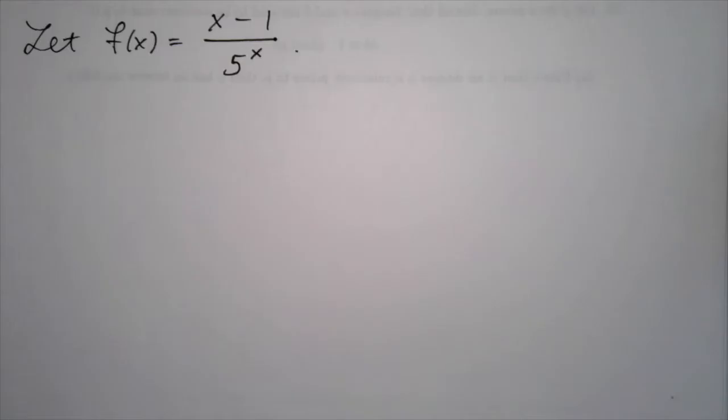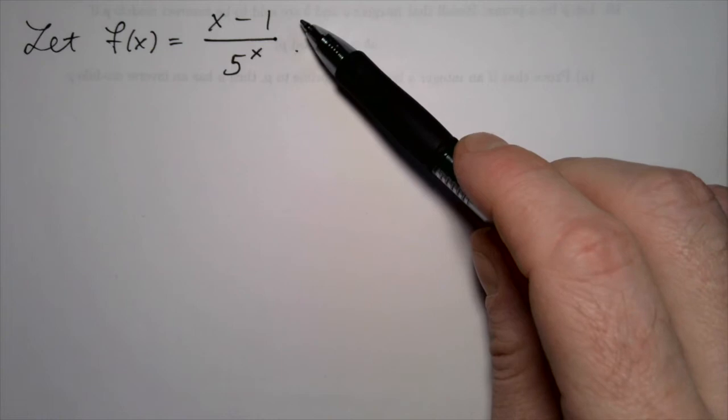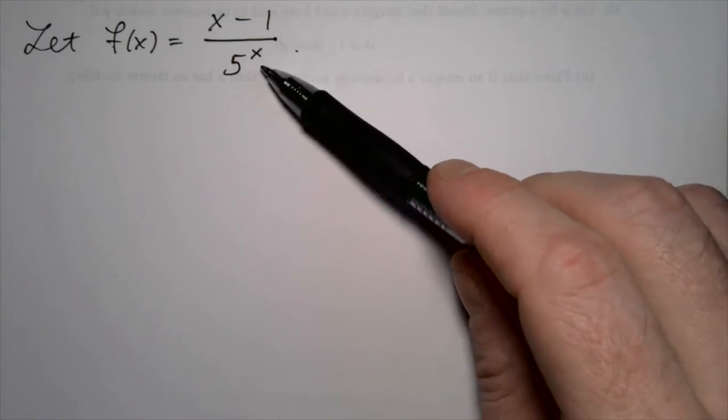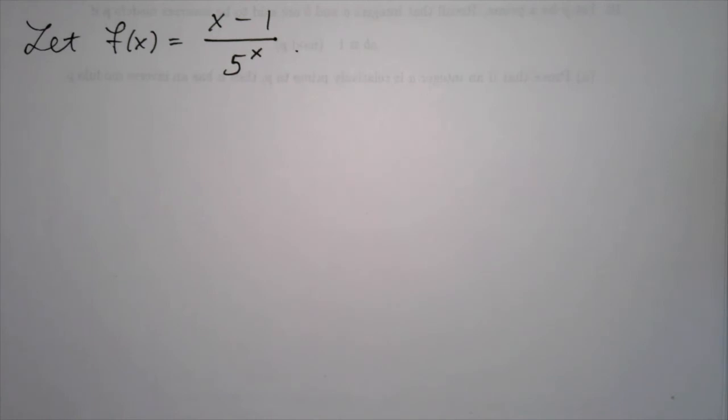FBI. Right. In the next example, our fraction involves a polynomial. That just involves x or powers of x. That's what I mean by a polynomial. But the denominator, that's 5 to the x. It's not x to the fifth.